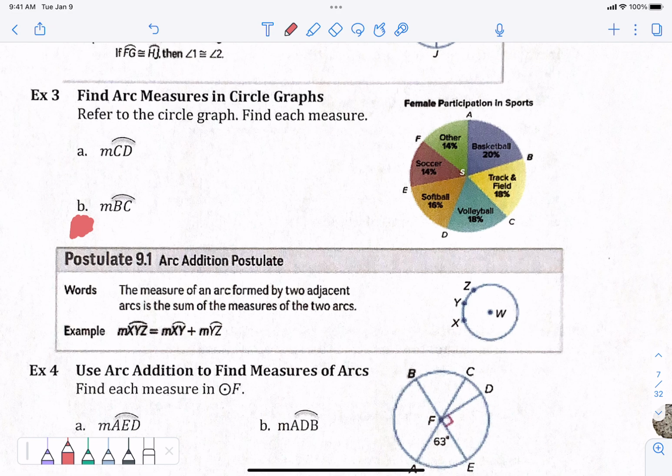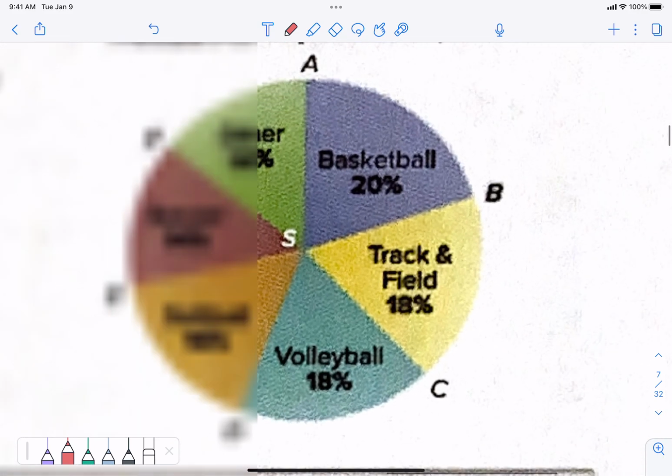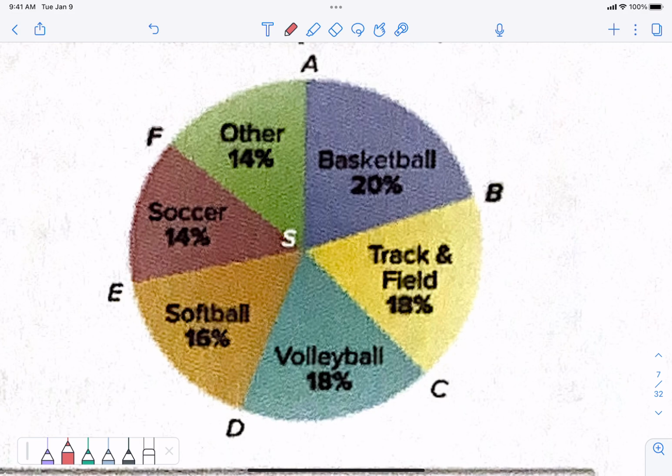There's only 2 examples. So we have a pie chart, but take a look at the things that are labeled on the pie chart. These are talking about participation in extracurricular activities, like soccer and volleyball and whatever. The biggest category is basketball with 20%.